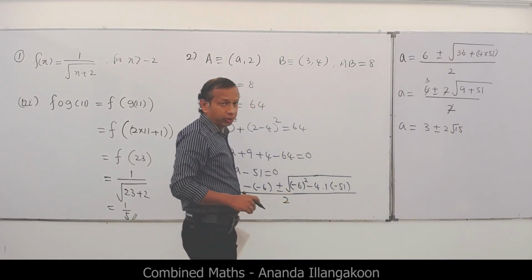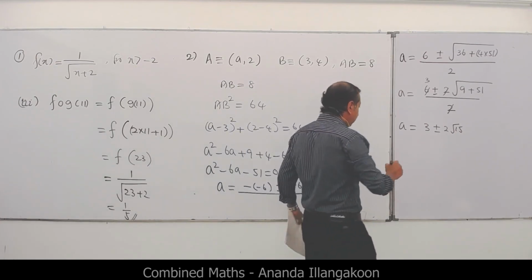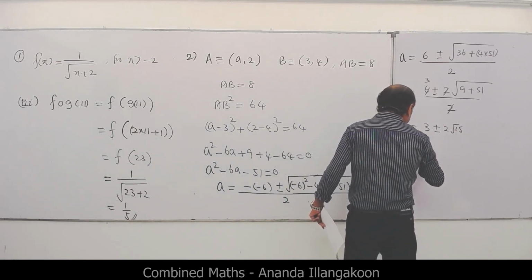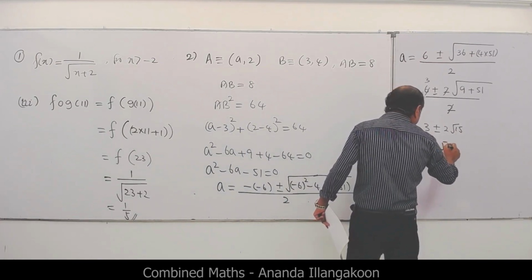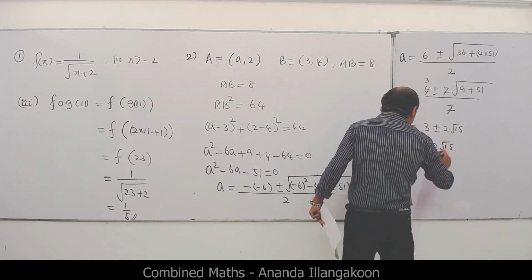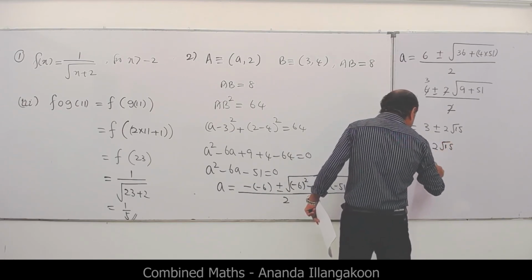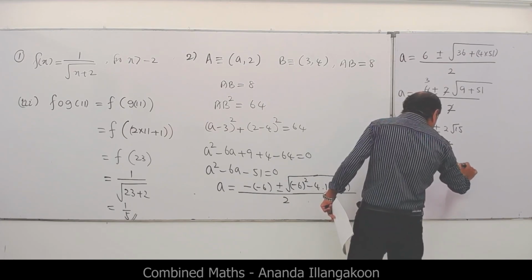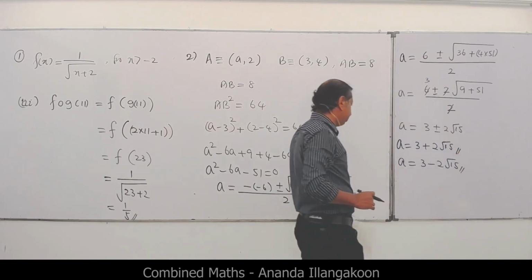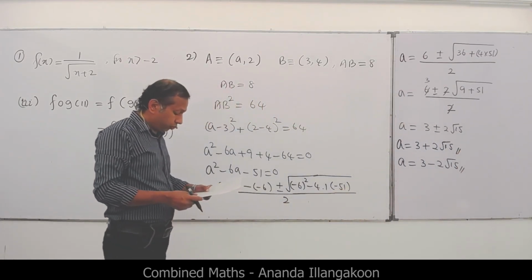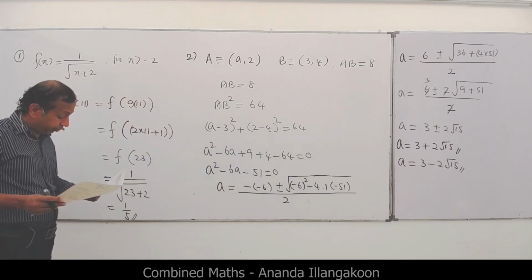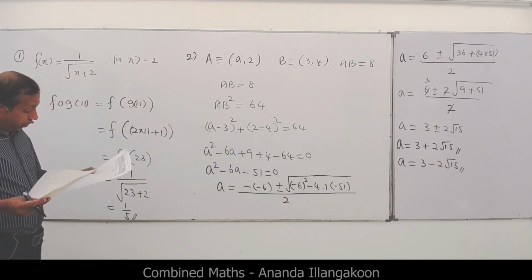Then a has two values: by plus sign one, by minus sign the other one. This way, the two values for a. Next one given.